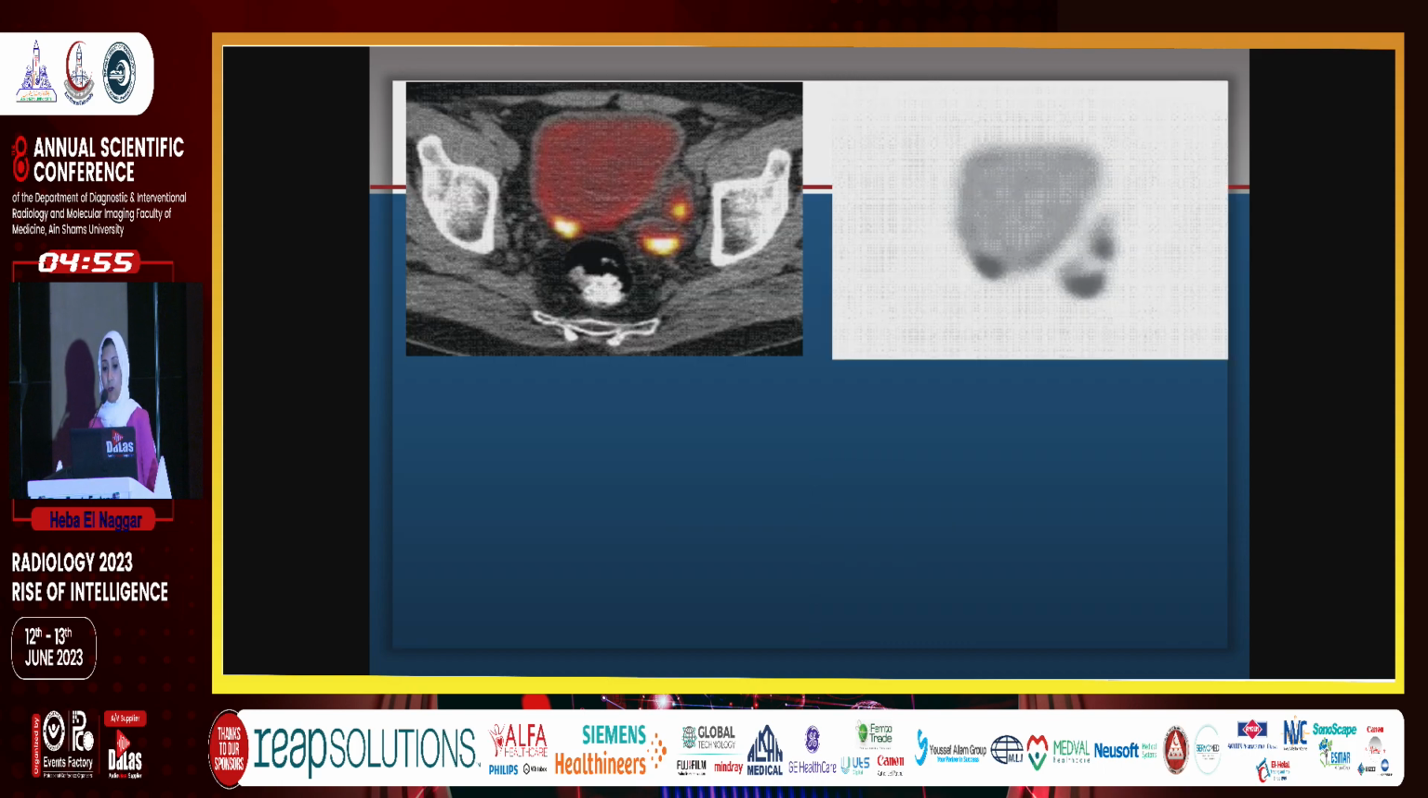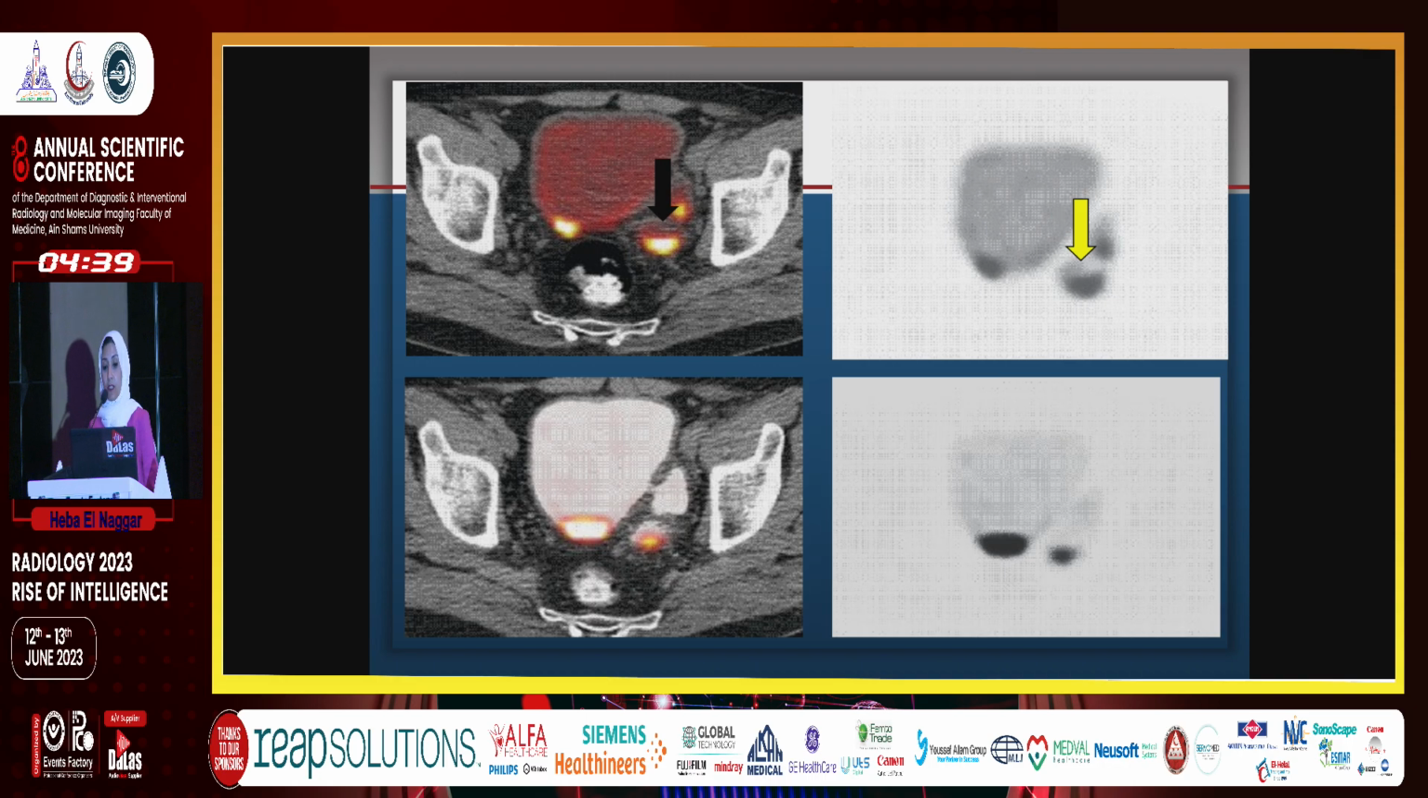In this case, this was a patient with a transitional cell carcinoma in a urinary bladder diverticulum who underwent surgical resection and was referred for PET-CT assessment. In the early scan, you can see 3 focal areas of uptake suspicious for recurrence or residual tumor.